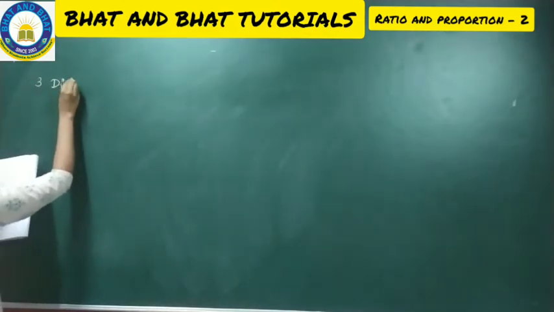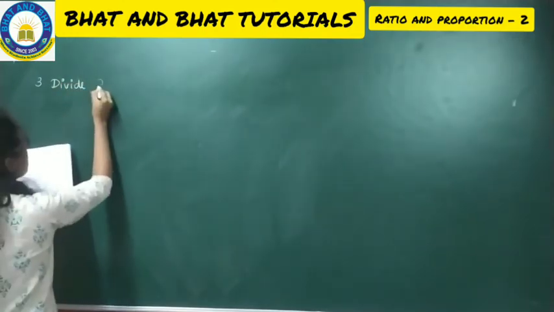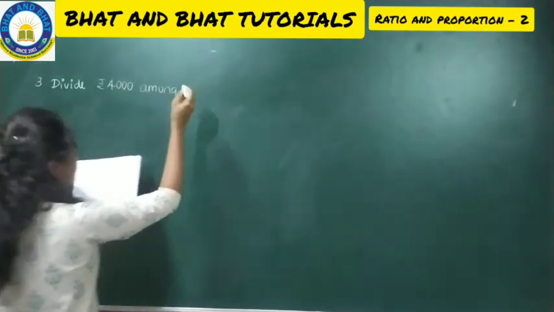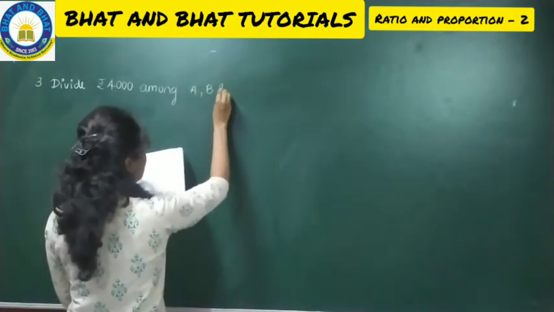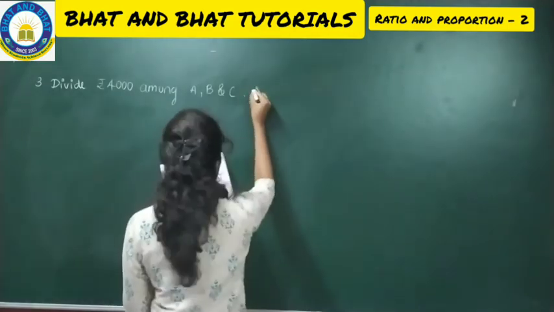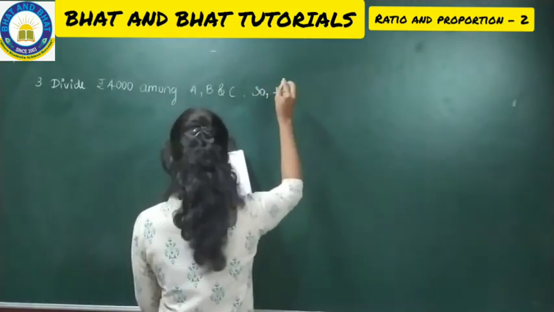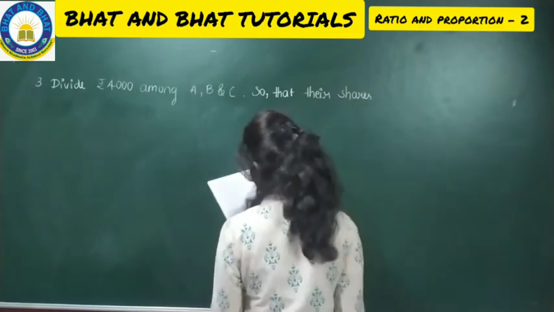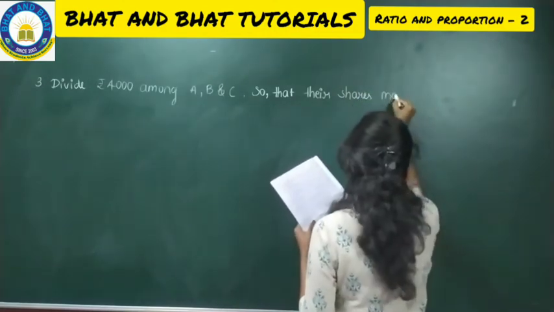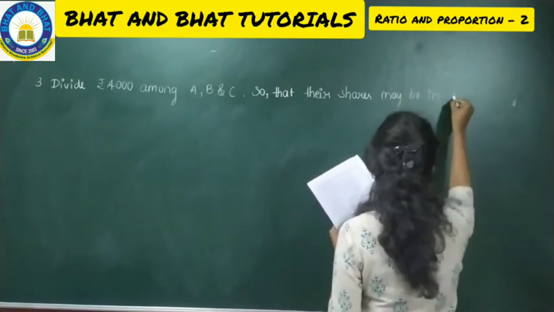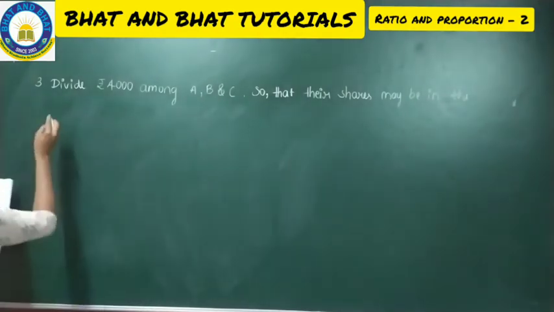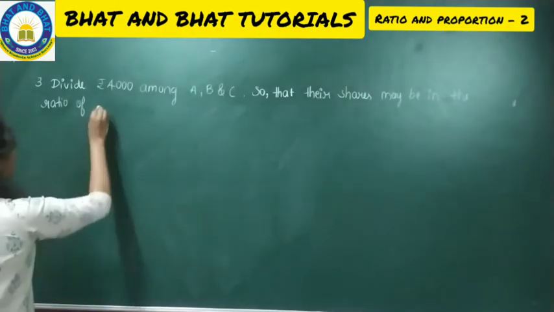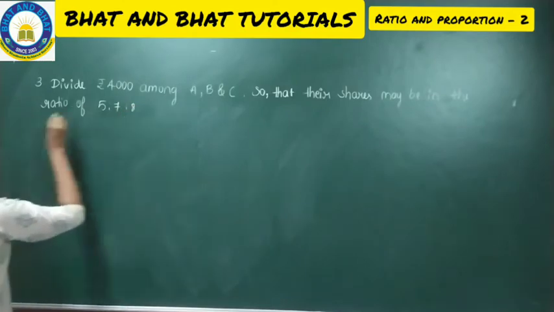Divide rupees 4,000 among A, B and C, so that their shares may be in the ratio of 5:7:8. So this is your question.